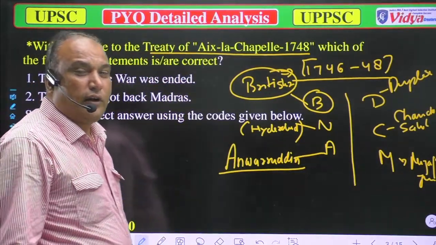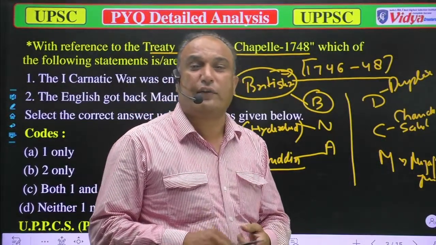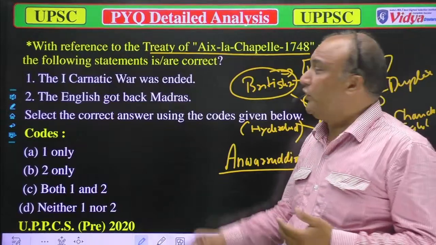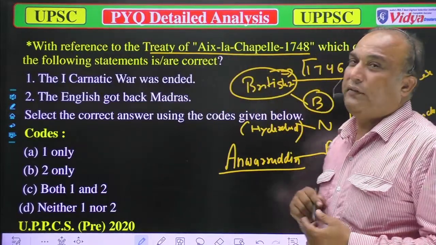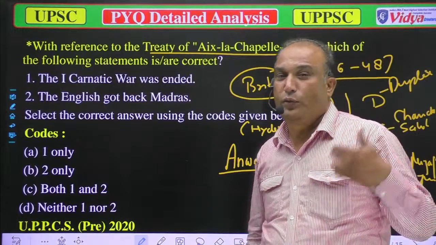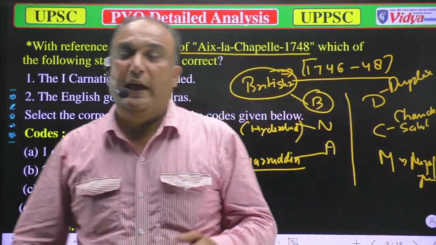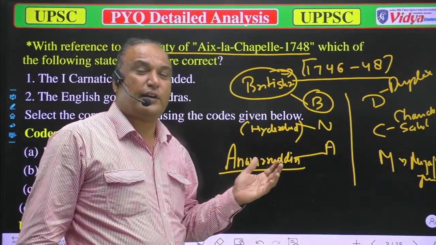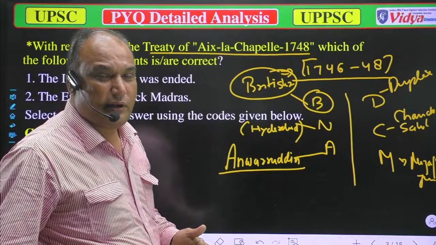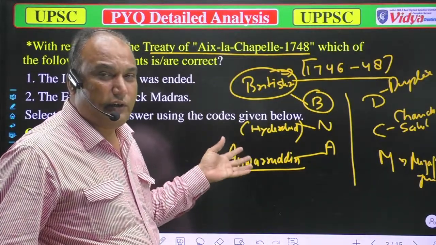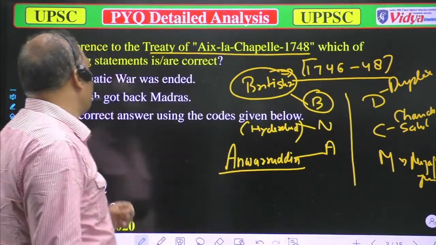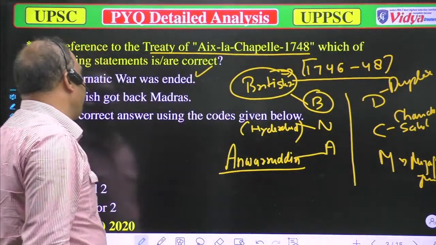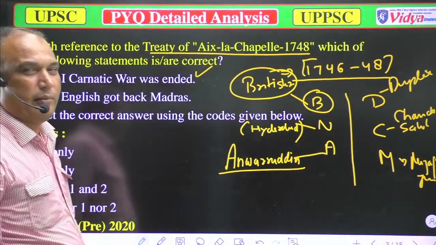At the end of a war, there was always a treaty. So that war was ended by this treaty, Aix-la-Chapelle, in 1748. That treaty took place in Europe, and as a result these two countries stopped fighting with each other. This was the reason why they stopped in India. So the Karnataka War, this is right. This one was right: England got back Madras.